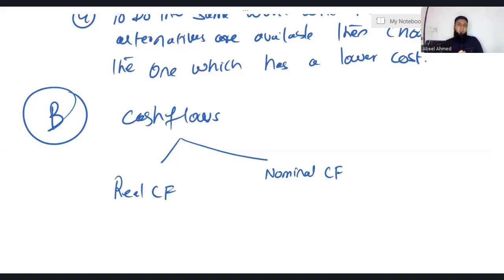For discounting the real cash flows, you need a real cost of capital. For discounting the nominal cash flows, you need a nominal cost of capital. How do we convert real cash flows to nominal cash flows, and how do we convert real cost of capital to nominal, and nominal cash flows to real? All these things, inshallah, we will discuss in the coming lecture, in which we will also discuss when we need to convert, and how we convert real cost of capital to nominal or nominal to real.